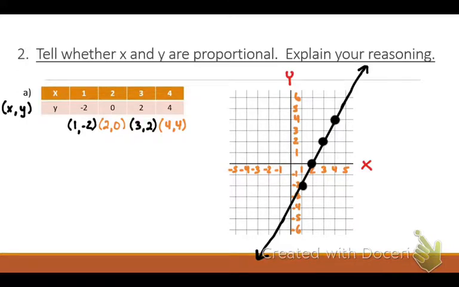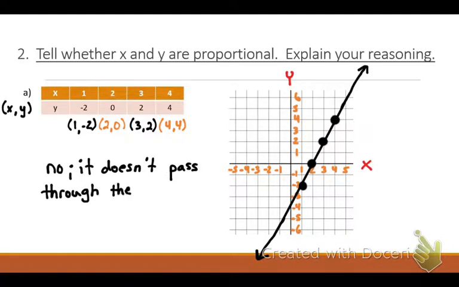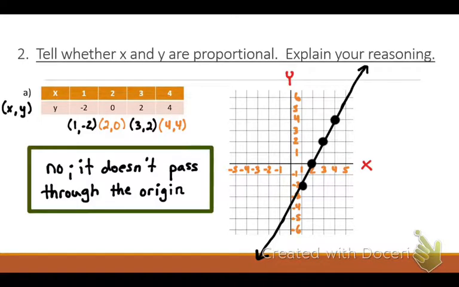So what we're going to say when it asks us number 2, are they proportional? The answer is no. And the reasoning where it says explain your reasoning is it doesn't pass through the origin. The only way that it would be proportional is if it passed through 0, 0 or if it passed through the origin.